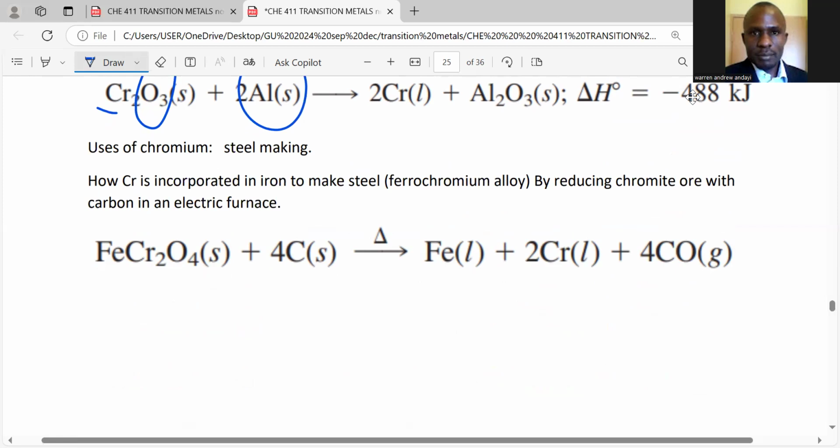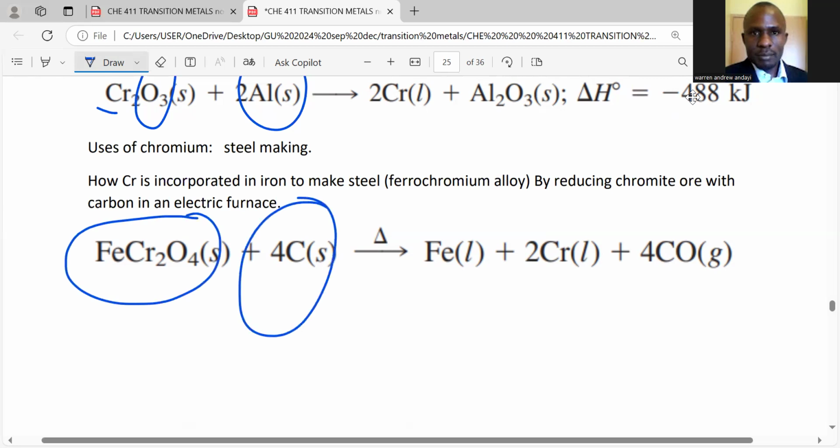It enhances production of steel. Remember, steel is stainless iron. How is chromium incorporated in iron to make steel? By reducing chromite ore with carbon in an electric furnace. So this is chromium ore, then you have your carbon, then you carry out the reduction.